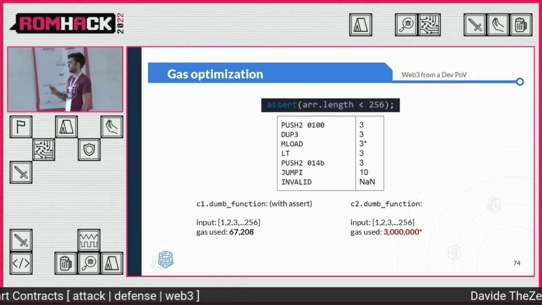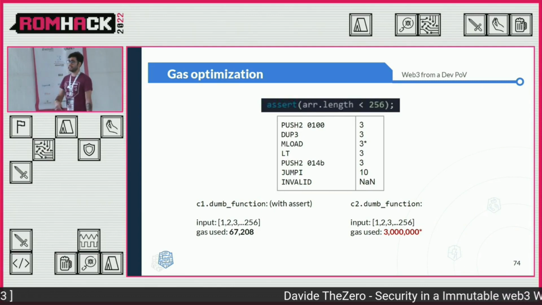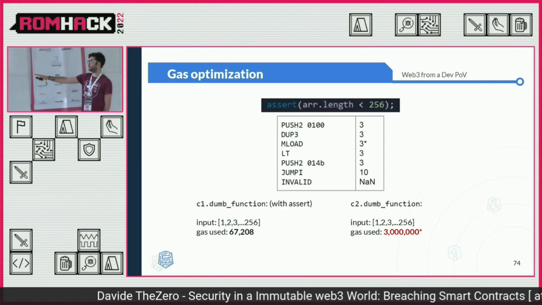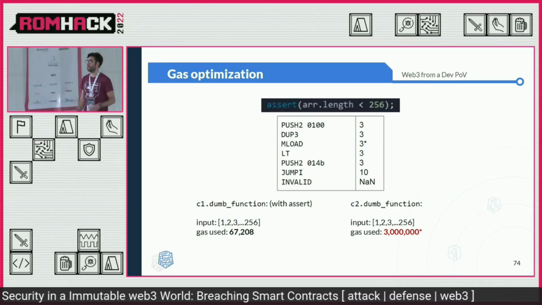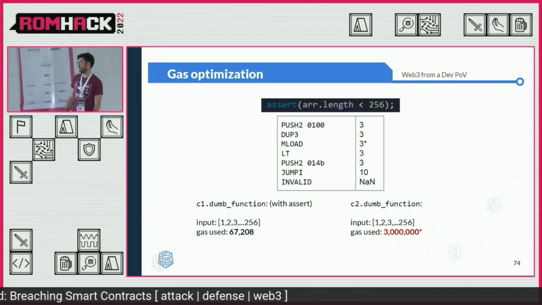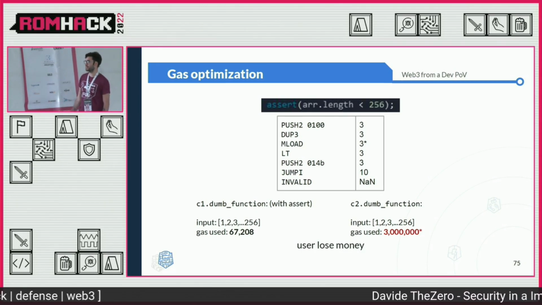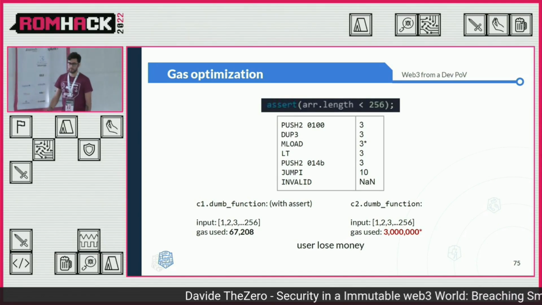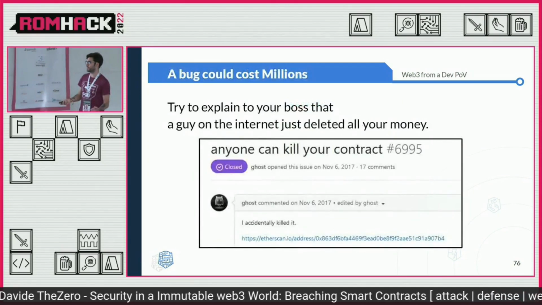Instead, if we don't have the assert, the index was declared as uint8, and the input length here overflows, so it will become an infinite loop, since the condition of the loop will never be true. And in this case, the user that is calling the smart contract loses money, but there are also cases where the owner of the contract loses money.